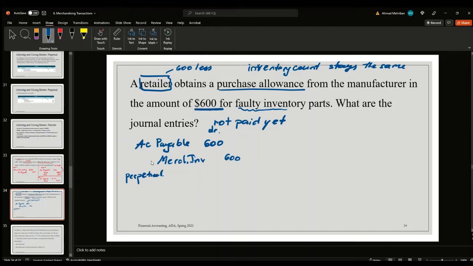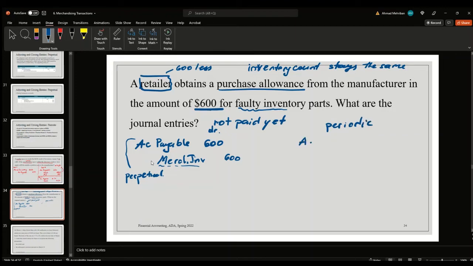In the perpetual inventory system, this is what the entries look like, because in the perpetual inventory system, merchandising inventory is the one that continuously gets updated. But in the periodic one, merchandising inventory does not get updated during our purchases. We do it at the end of the period. So if it's the periodic method, this is what's going to happen.